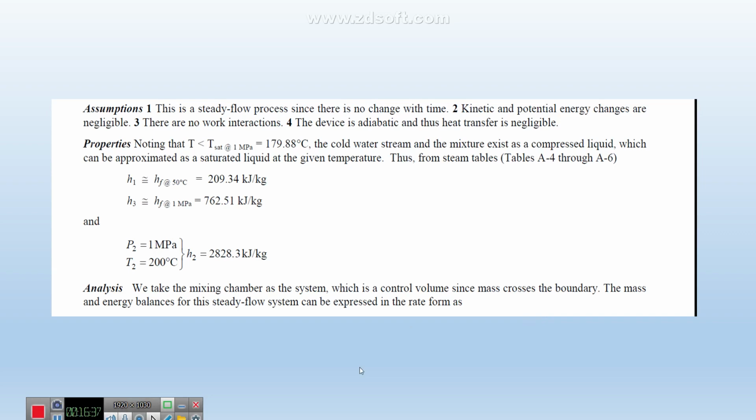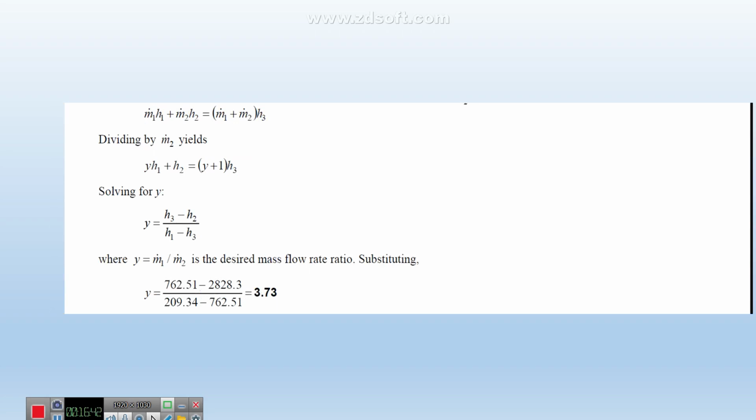Okay. So these are h1, h2, and h3. If you substitute into this equation that we already drew, we can find the ratio of m dot 1 over m dot 2, which is 3.73. Okay, again, guys, look what we did. We played with the mass balance and energy balance, and then we just solved the problem by combining these two equations.